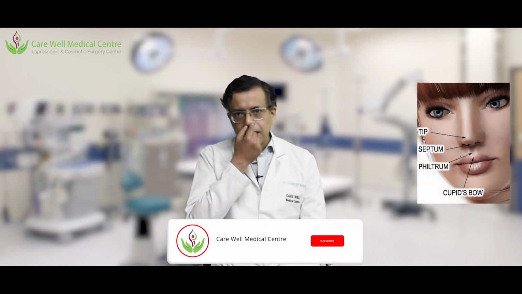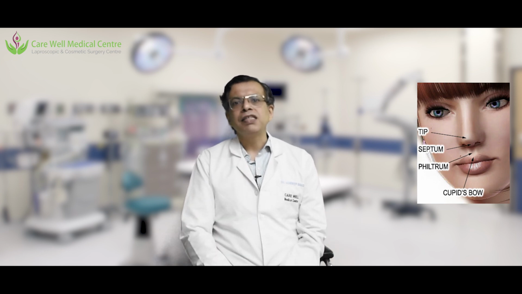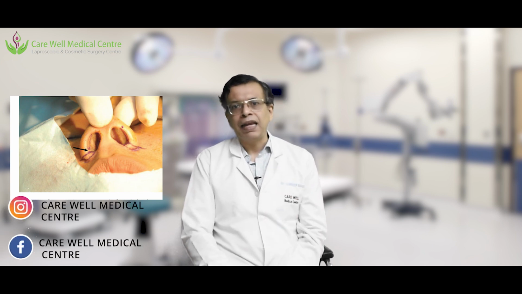The width of the tip is usually equivalent to the width of the philtrum. The philtrum is, if you look at the upper lip, these are called cupid lines, and the width between these two lines is called the width of the philtrum. So the tip is equal to the width of the philtrum, ideally speaking. If it is more, then we need to do tip plasty. These are a few things that we keep in mind when we are looking at the nose.